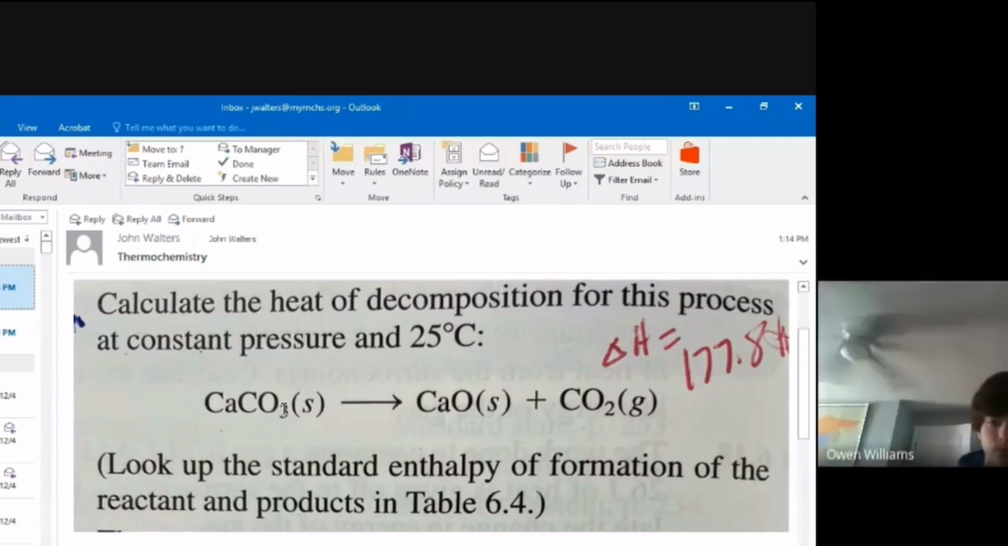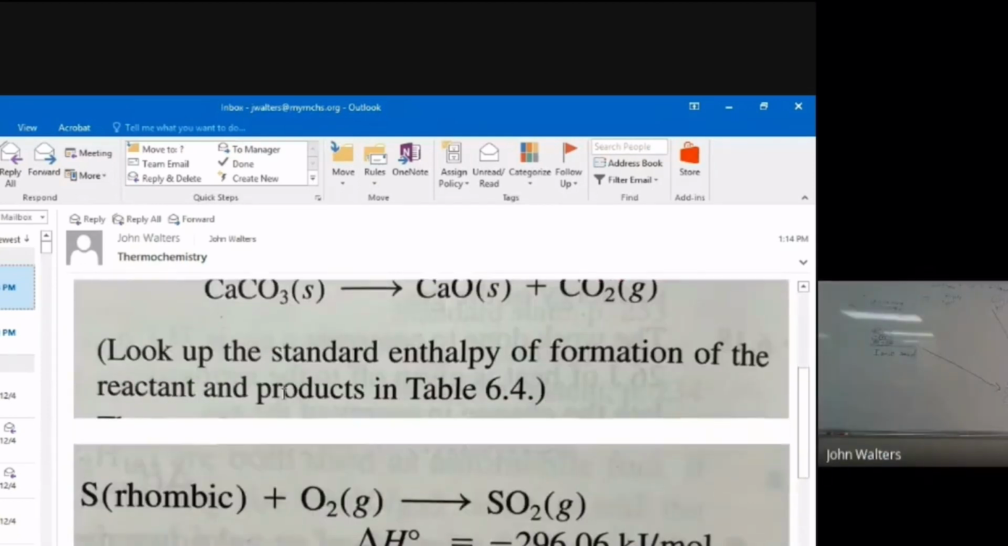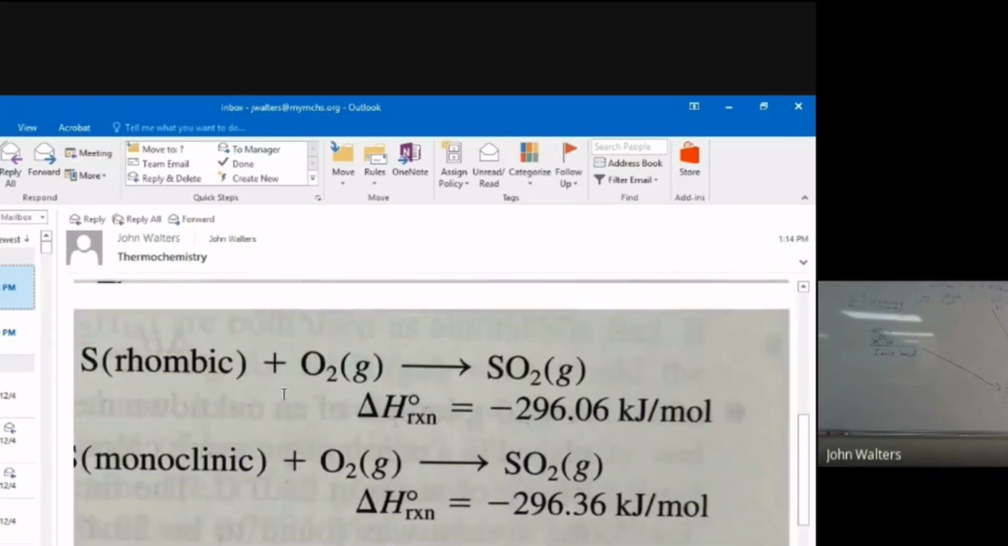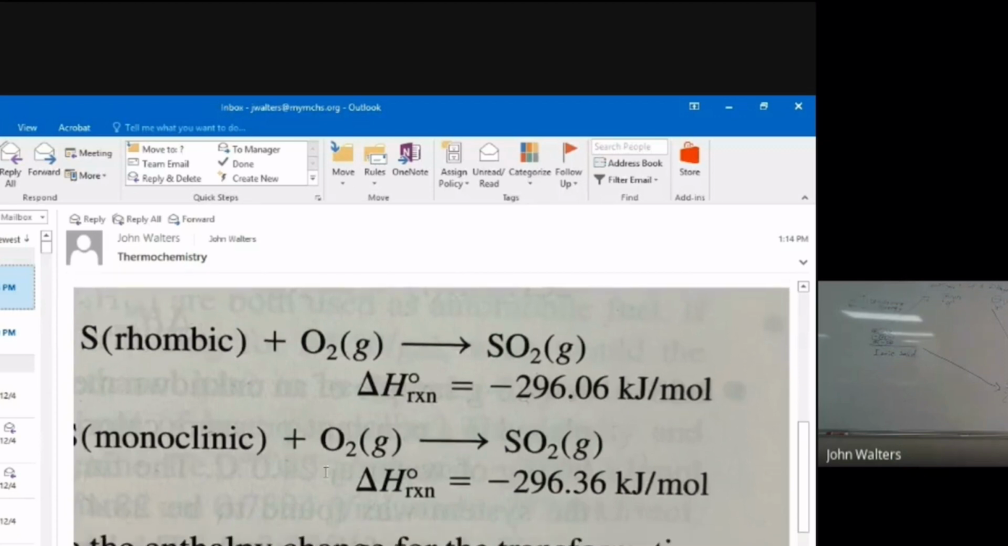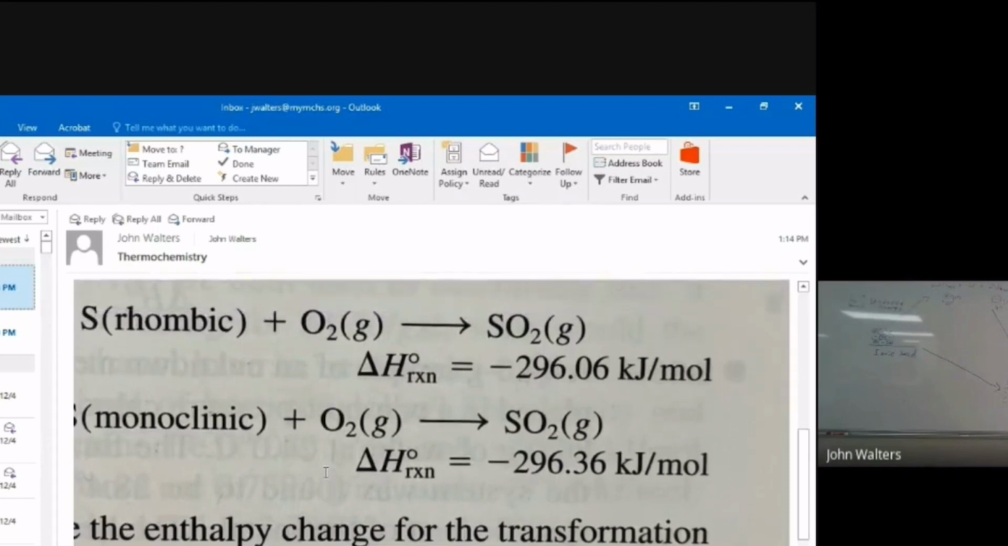Nope. Okay. Let's do a Hess's Law. These are allotropes of sulfur. Sorry you can't see that, but that's sulfur. These are the names of the allotropes, like diamond and graphite are allotropes of carbon. So we want the enthalpy change for the bottom process using the top.